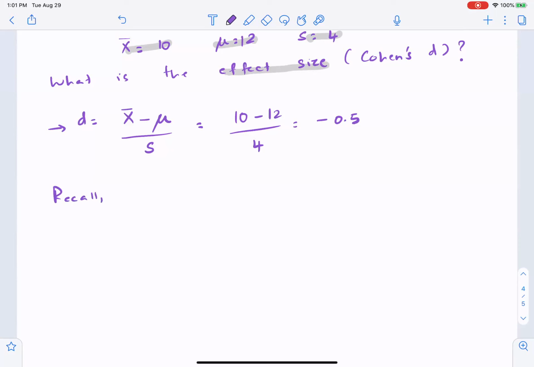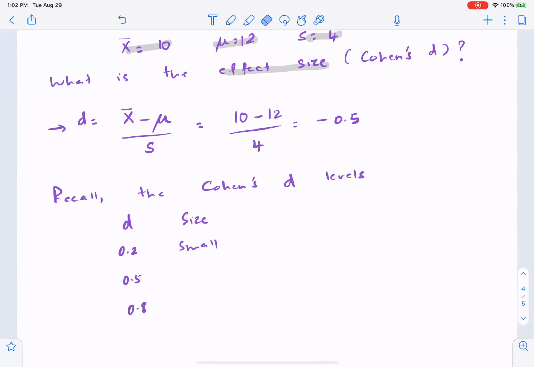If you recall, the Cohen's d levels are maybe 0.2, 0.5, 0.8, and we end up calling the size small, medium, large. So here we have -0.5, but when we use the table, we look at the absolute value. So it is 0.5. So absolute value of d. Let me put that here this way. You don't confuse yourself. Absolute value of d. So in our case, the effect size is medium.